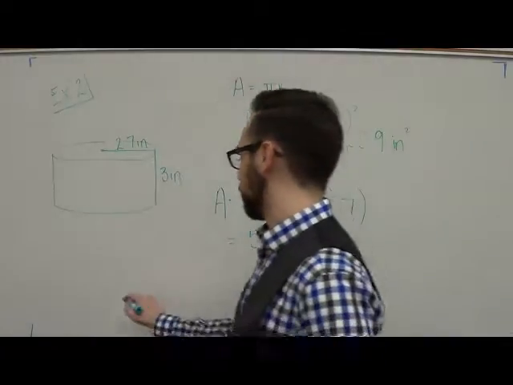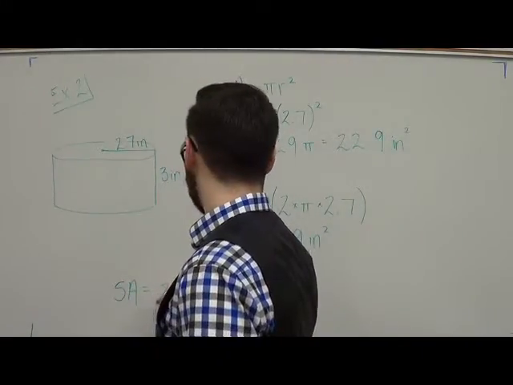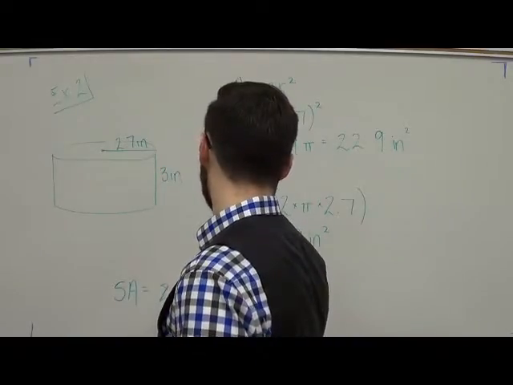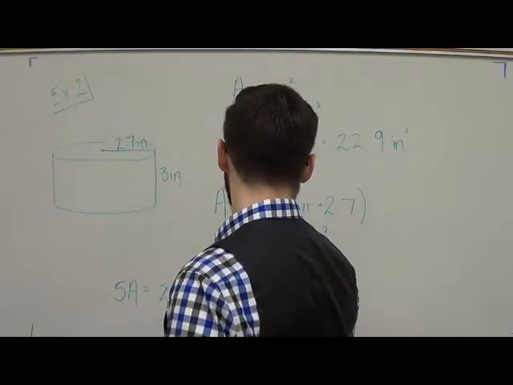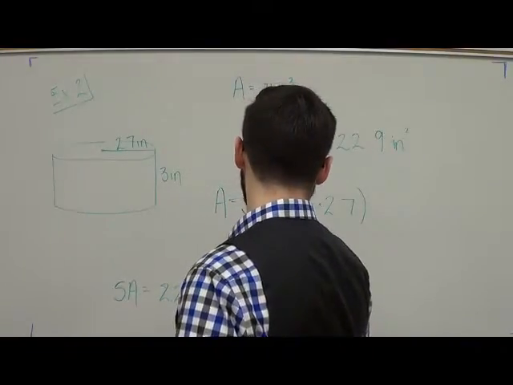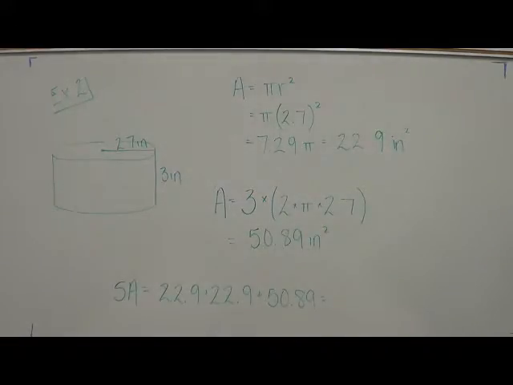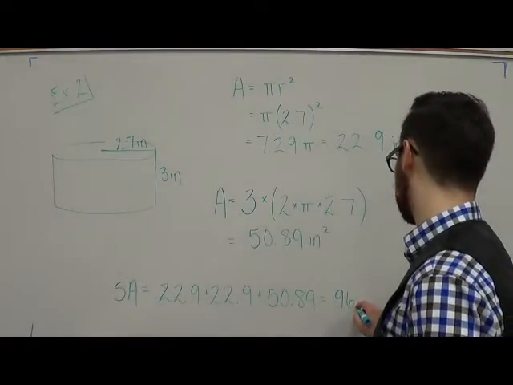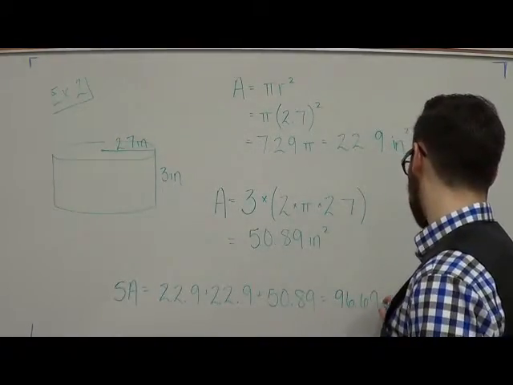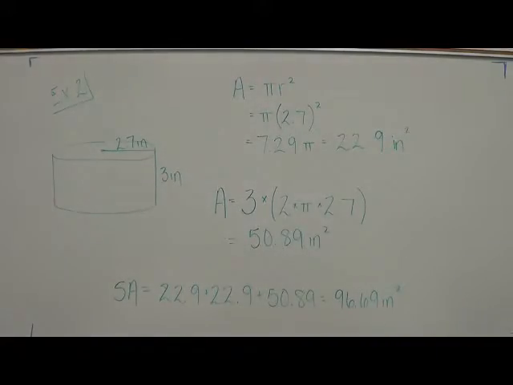And so the total surface area that we're looking at is going to be 22.9 plus 22.9 plus 50.89. So when we add all that up, we end up with 96.69 square inches for our surface area.